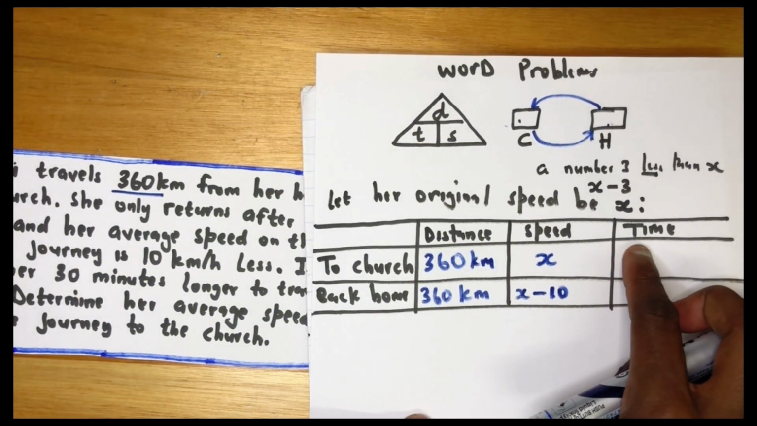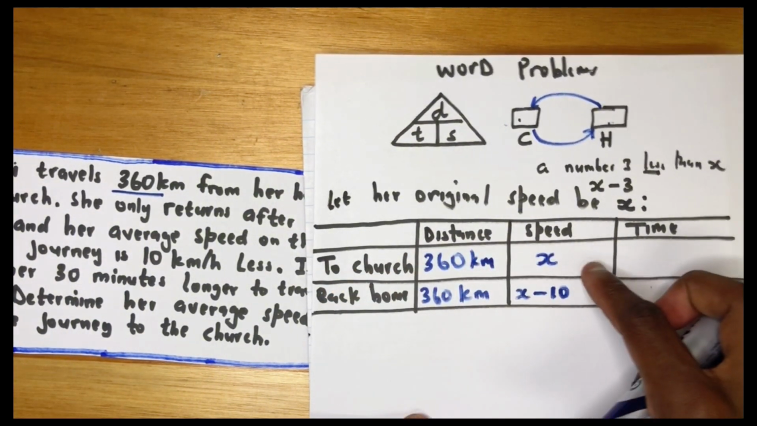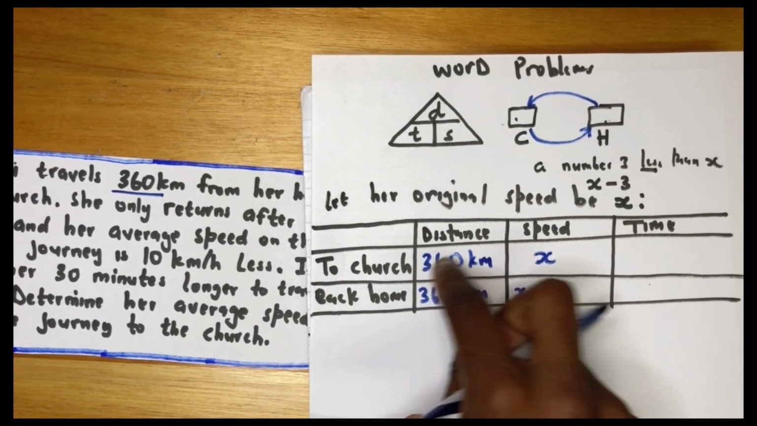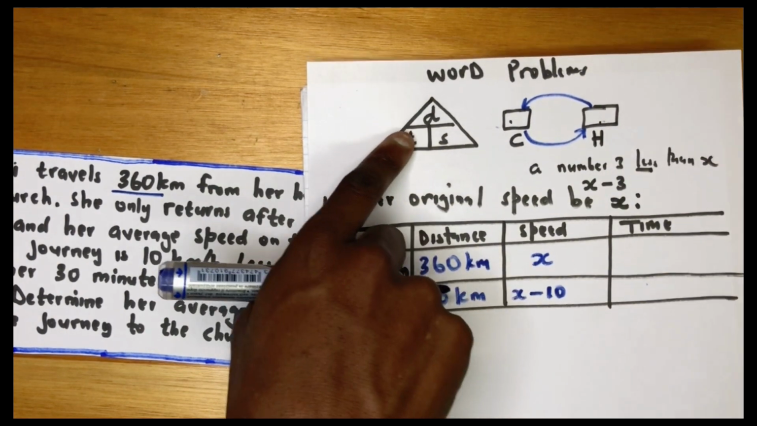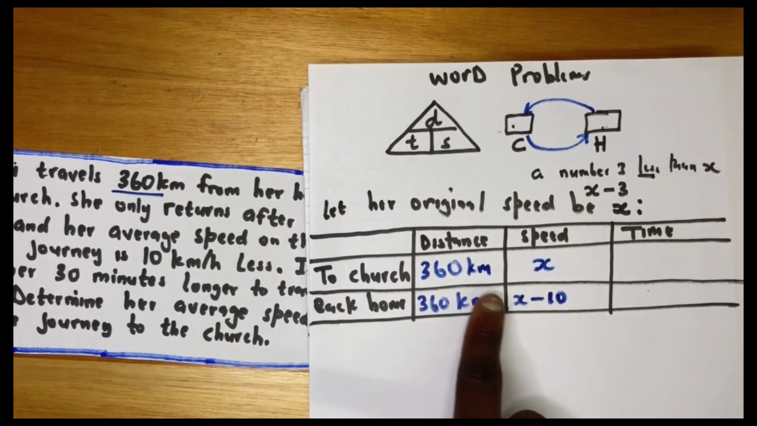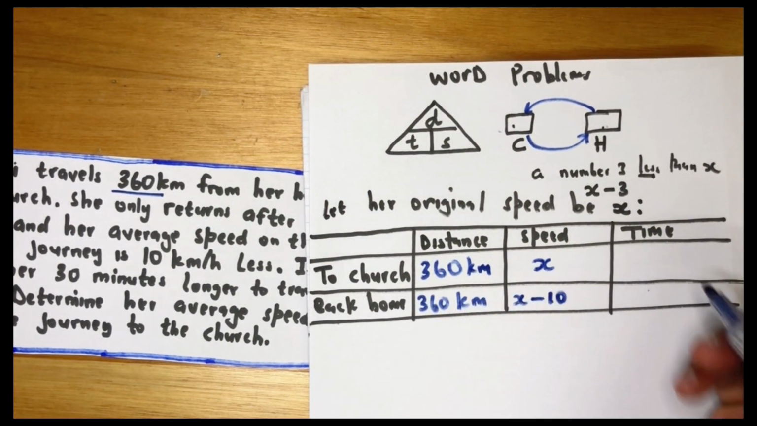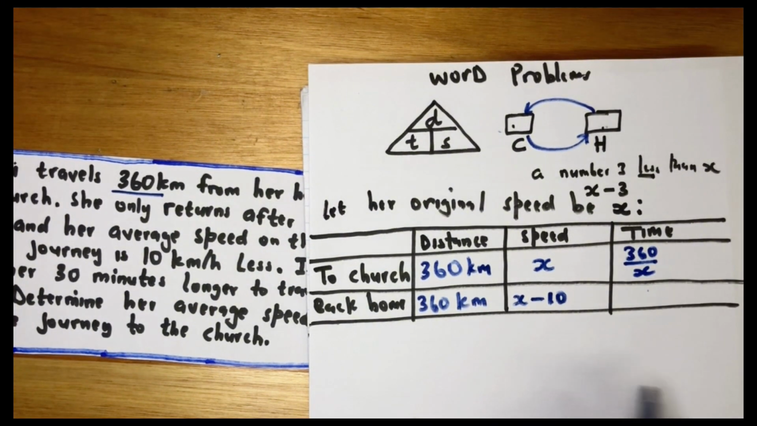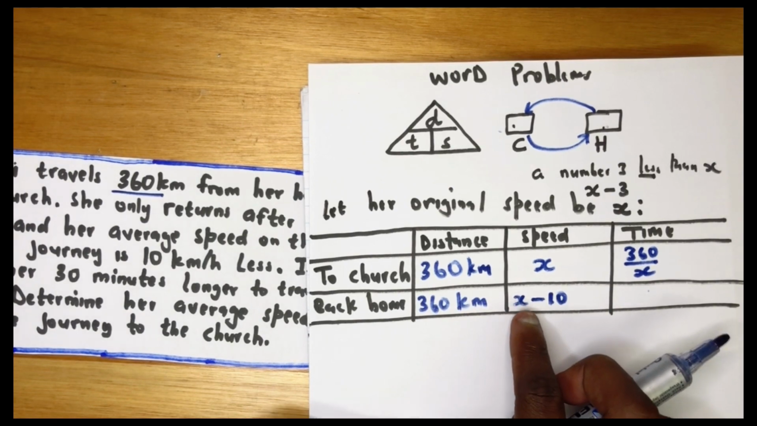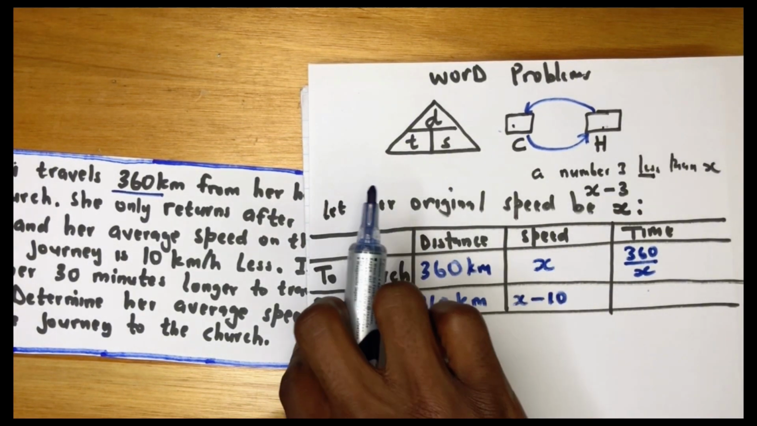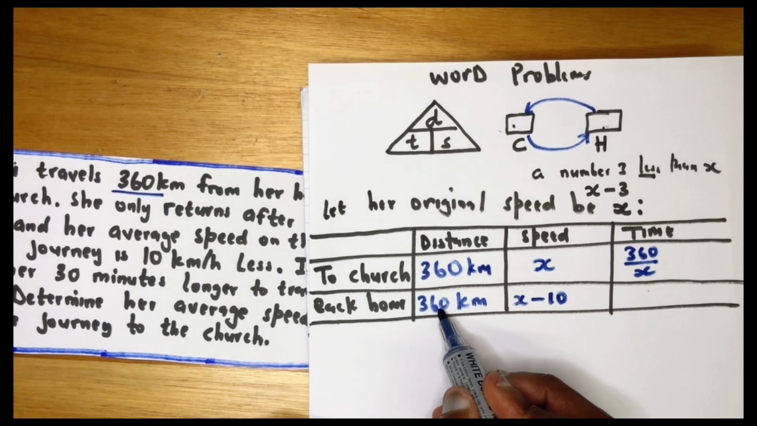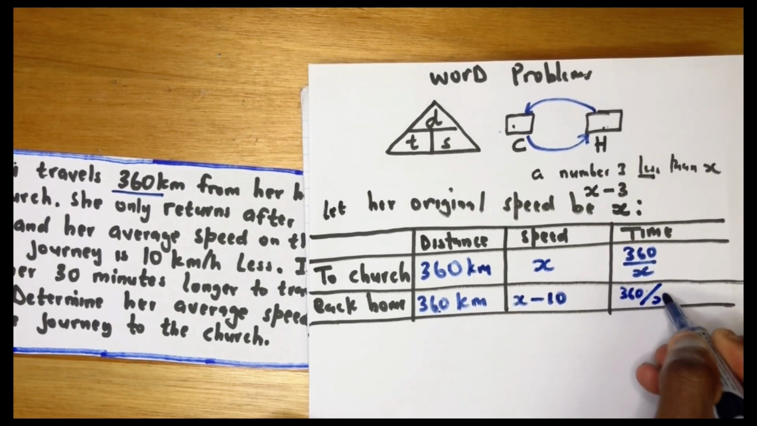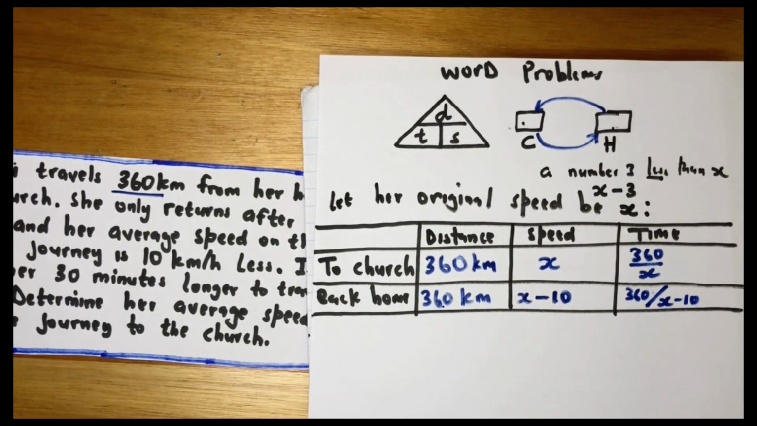Then we need time. Remember, for this information that we have, the time taken from home to church, we're going to use this information. Remember, the time is the distance over the speed. So I'm going to say 360 divided by x. So I'm going to have here 360 over x. Then the time taken from church back home is going to be 360 divided by x minus 10. So it's going to be 360, good people, over x minus 10. I hope that you can see.